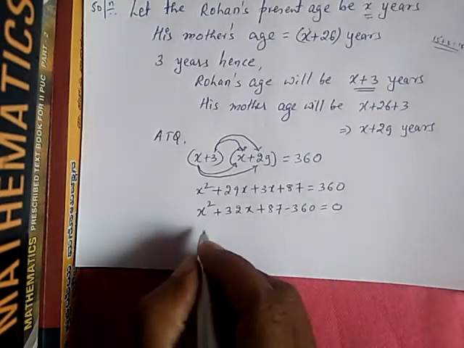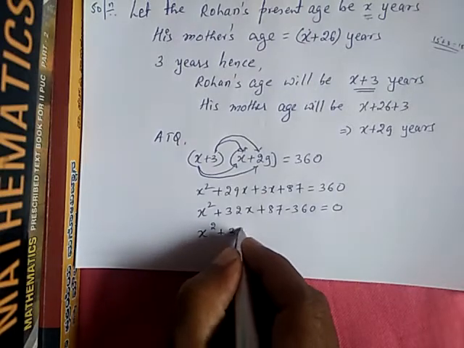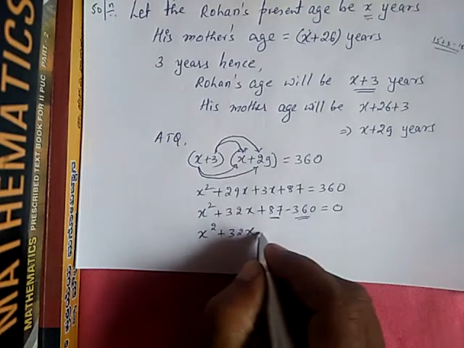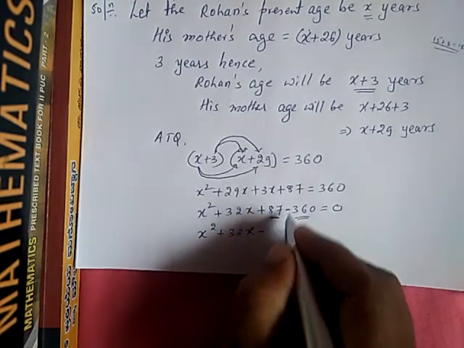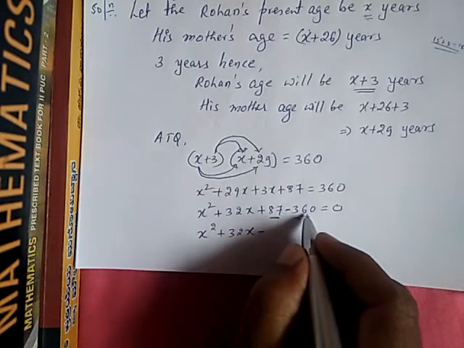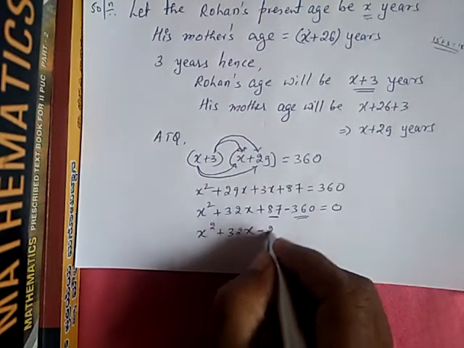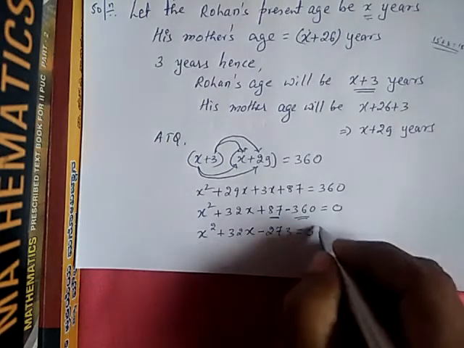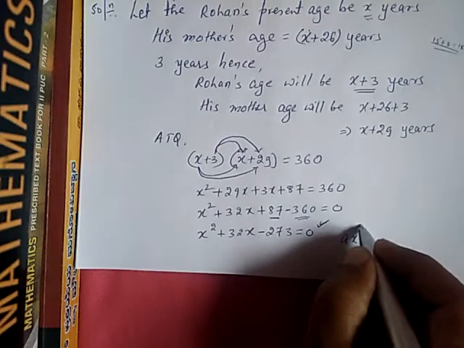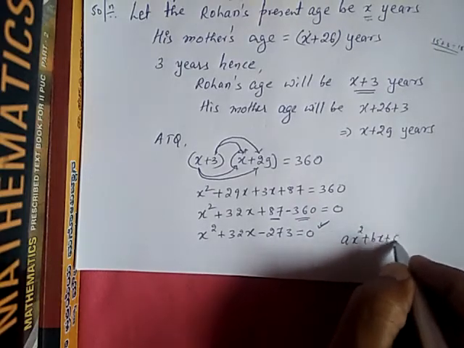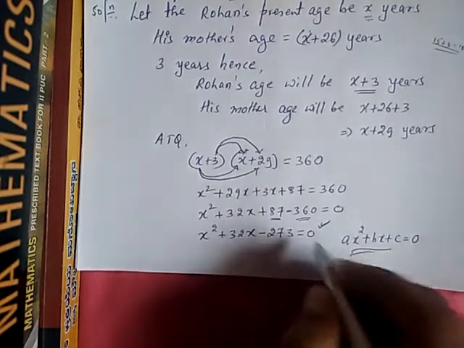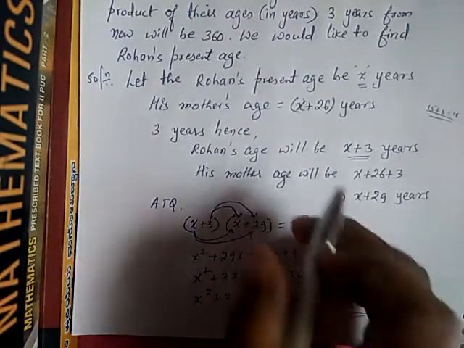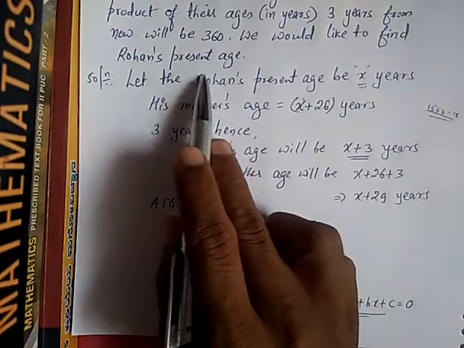Now you can take x square plus 32x. Out of 87 and 360, the bigger one is 360, and it has the sign minus, so the result will be minus. So if you subtract 87 from 360, you will get 273, so x square plus 32x minus 273 is equal to 0. So this is the quadratic equation which we required, in the form of ax square plus bx plus c equal to 0. This is the quadratic equation to find the present age of Rohan.